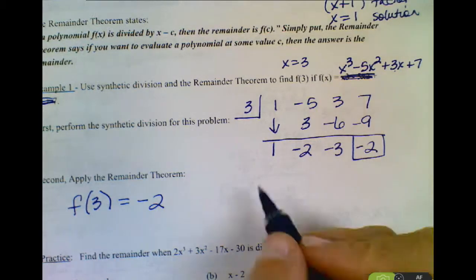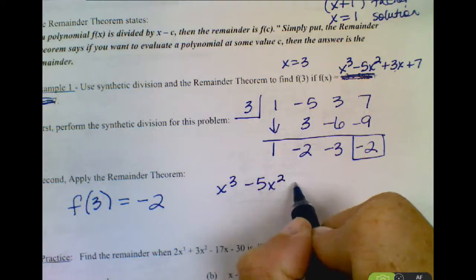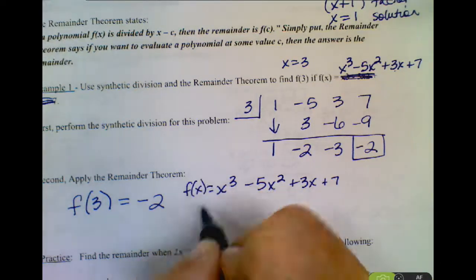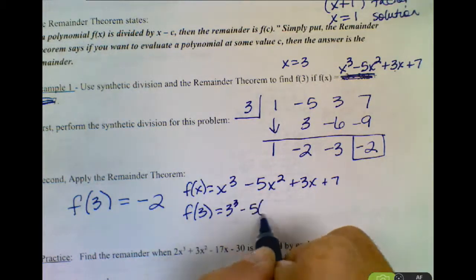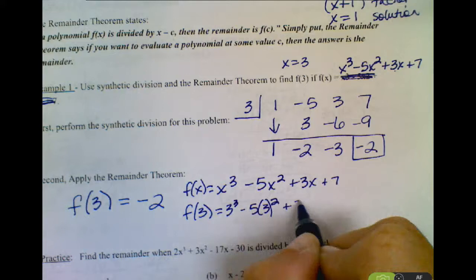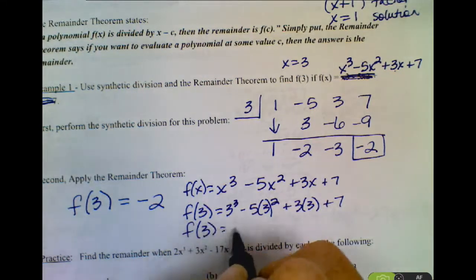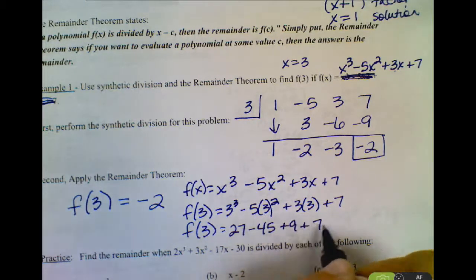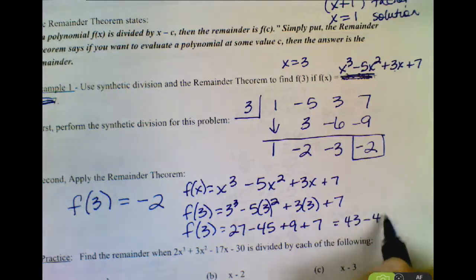So let's check to see if that's really the case. Let's take our original equation, x cubed minus 5x squared plus 3x plus 7, and substitute 3 in and see what our answer is. That'd be 3 cubed minus 5 times 3 squared plus 3 times 3 plus 7, which would be 27 minus 45 plus 9 plus 7. 16 plus 27 is 43, minus 45 does give us negative 2.